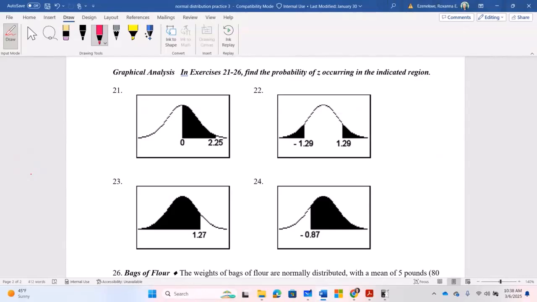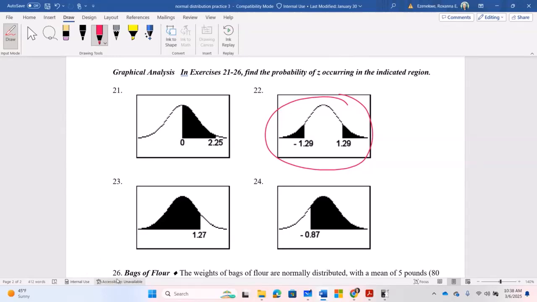By the way, everybody look, whenever the absolute value of z is the same, the absolute value of negative 1.29 and the absolute value of 1.29, the area under those curves will be the same. So all I need now is to find the area to the left. And when I get the area to the left, I know I have found the area to the right. This is called the symmetric property of a normal curve.